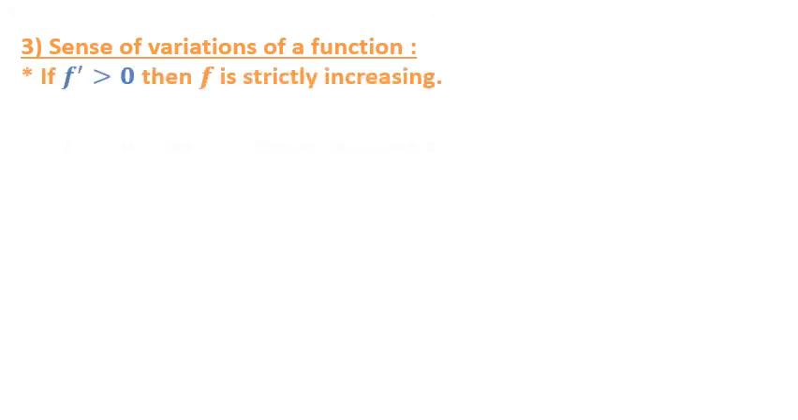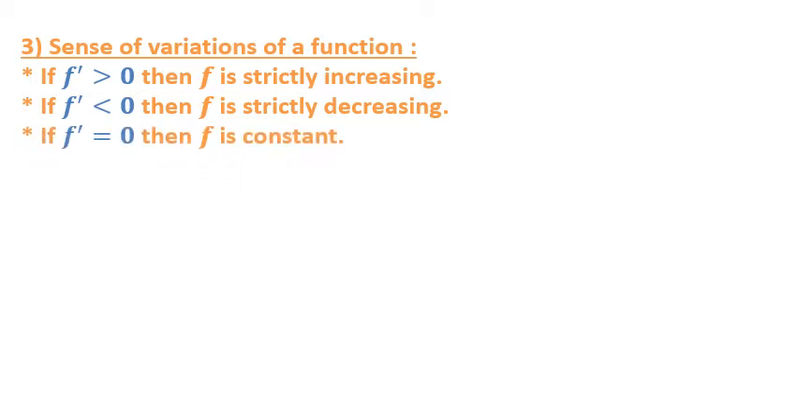Sense of variations of a function f. If f prime is greater than 0, then f is strictly increasing. If f prime is negative, then f is strictly decreasing. And if f prime equals 0, then f is constant at a point a.